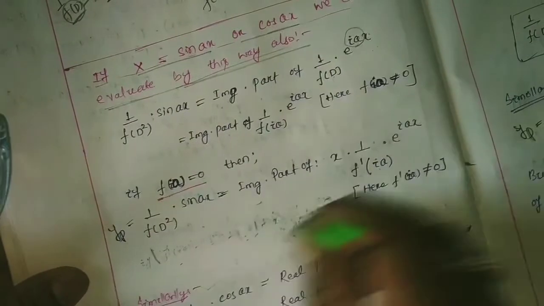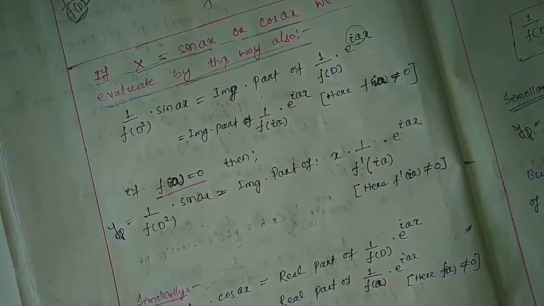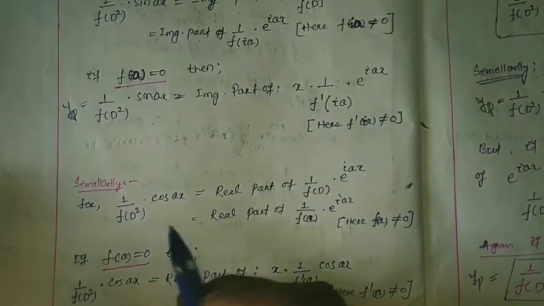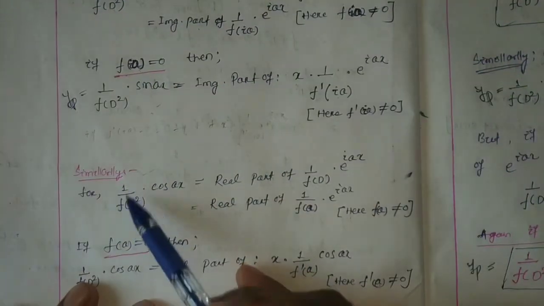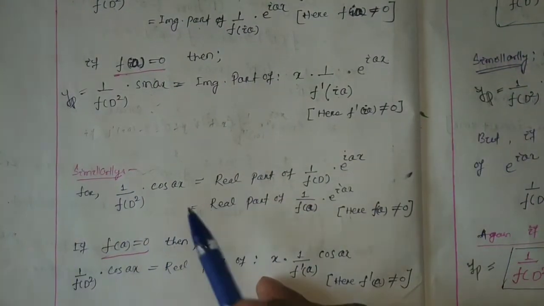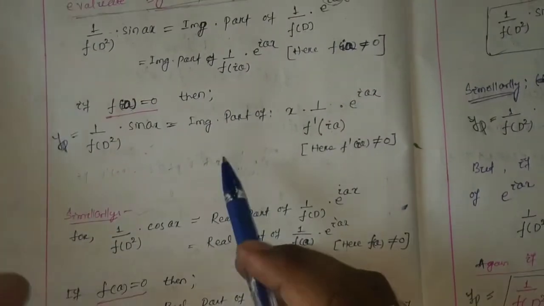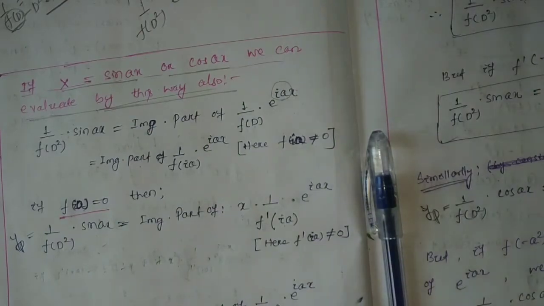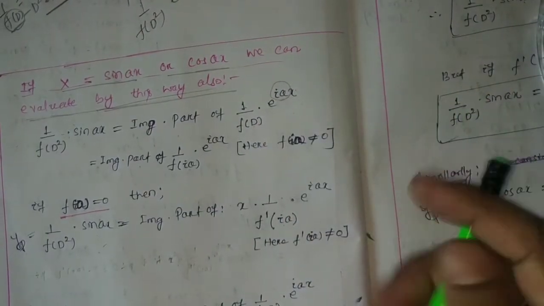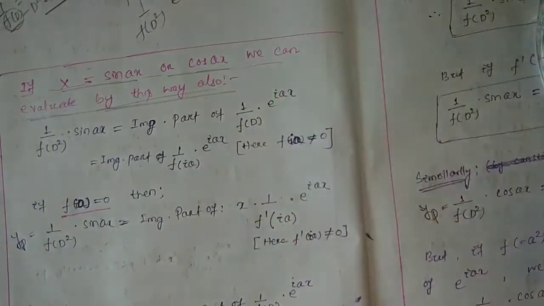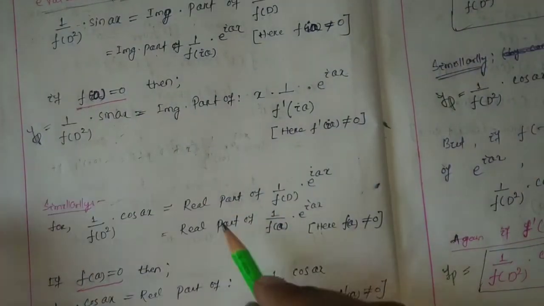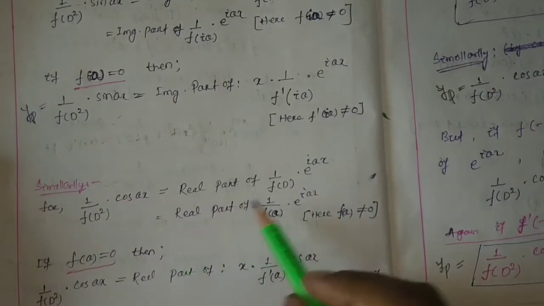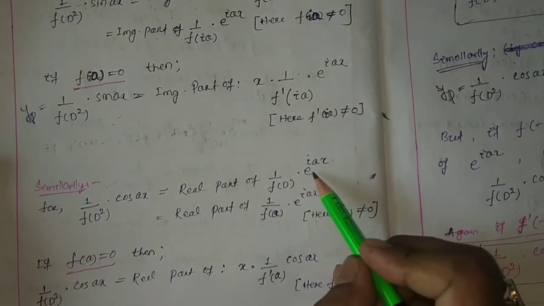Now similarly for cos ax, we can write 1 by f of d square cos ax equal to the real part of 1 by f of d e to the power ix. Here, we are going to consider the real part of 1 by f of d e to the ix.